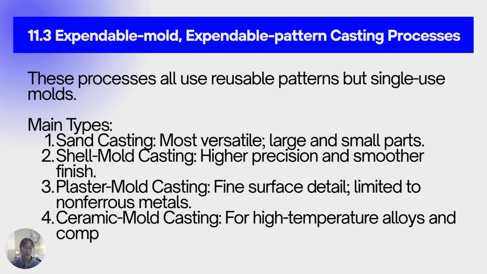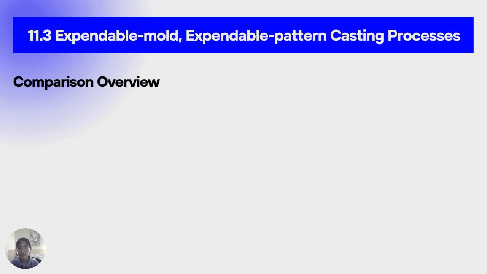Both methods offer excellent dimensional accuracy and surface quality. Lost foam is preferred for larger castings like engine blocks, whereas investment casting is used for smaller, intricate components such as turbine blades or jewelry. Though more expensive, these processes eliminate parting lines, reduce machining, and are ideal when precision and detail are critical. Here I have made a table for a simple comparison overview of the processes, the mold material, accuracy, cost, and also what metals are suitable for each of them.